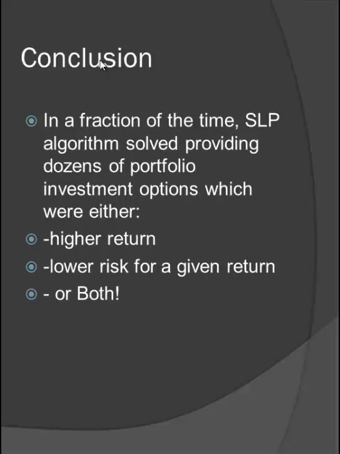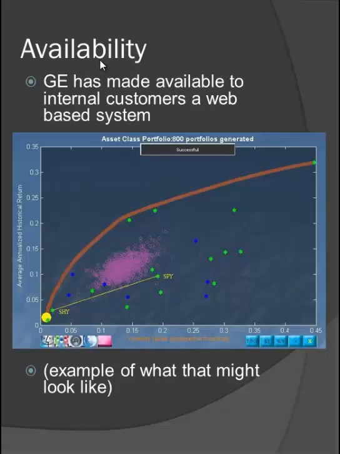In just a fraction of the time, the SLP algorithm was able to provide them with more portfolio options, which created a higher return, lower risk at a given return, or in some cases both. Then it was the goal of GE to make this available via a web server to their internal customers. So anyone who was creating a portfolio under the umbrella of GE Capital might have access to a tool that would look something like this, describing the efficient frontier and showing them a portfolio that would be available.